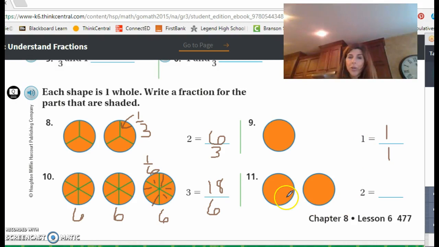All right, here's 2 wholes. How many are each divided up into? There's 1 whole. They're divided up into 1 equal part, 1 equal part. How many equal parts are shaded? 2. Remember, 2/1 equals itself, 2.